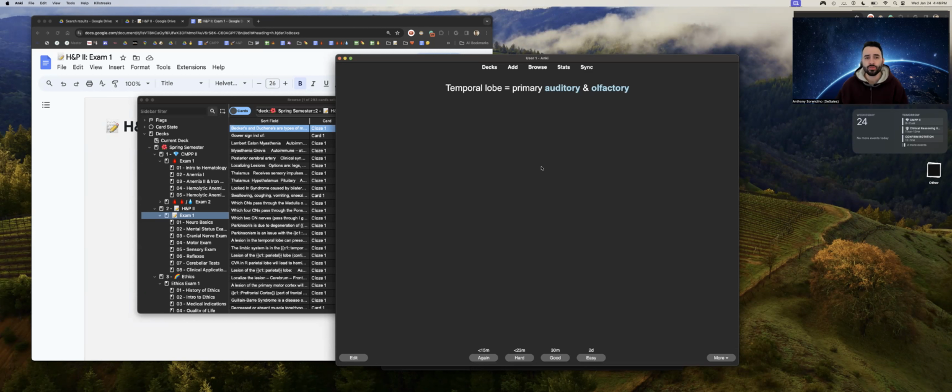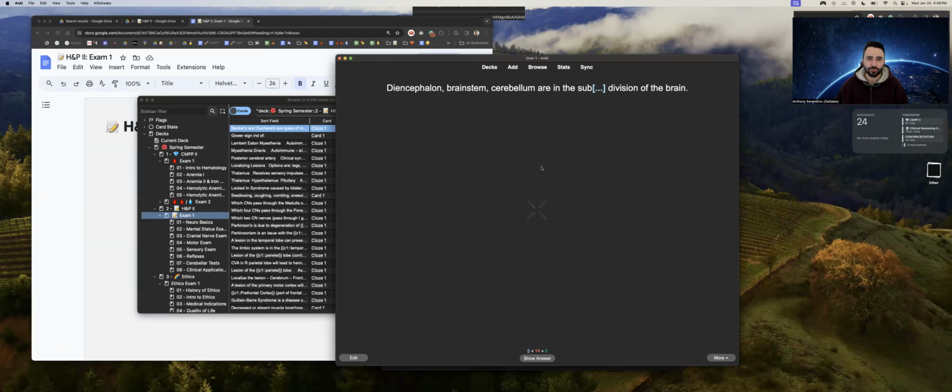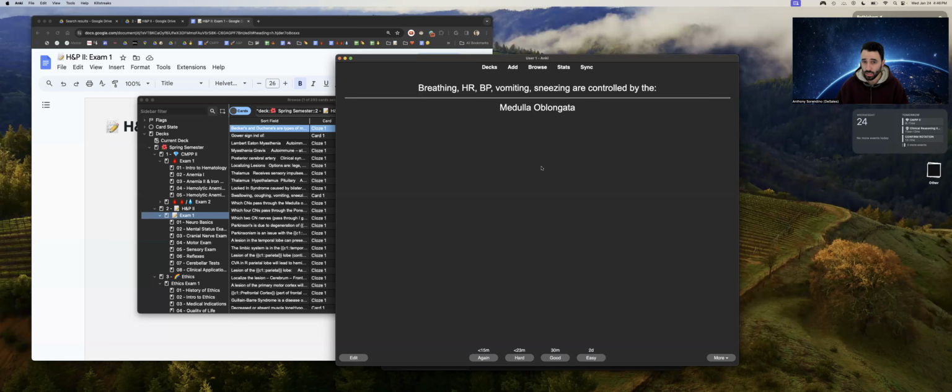Okay. The thalamus, hypothalamus, and pituitary are part of the, is this the diencephalon? It is. Good. Okay. Diencephalon, brainstem, cerebellum are in the subblank division of the brain. Subcortical, subcerebral. I don't know. Subcortical. Okay. Breathing, HR, BP, vomiting, sneezing are controlled by the, this should be the medulla? Yes.